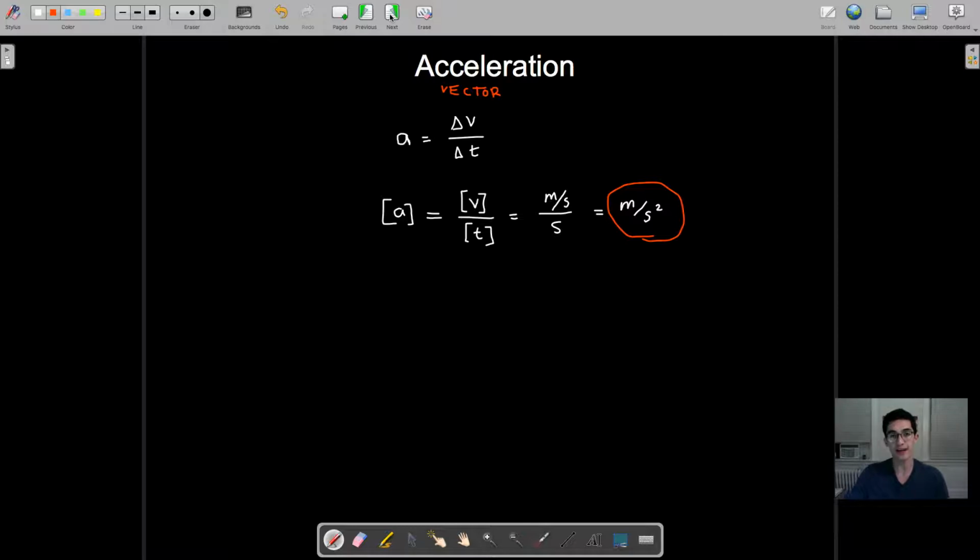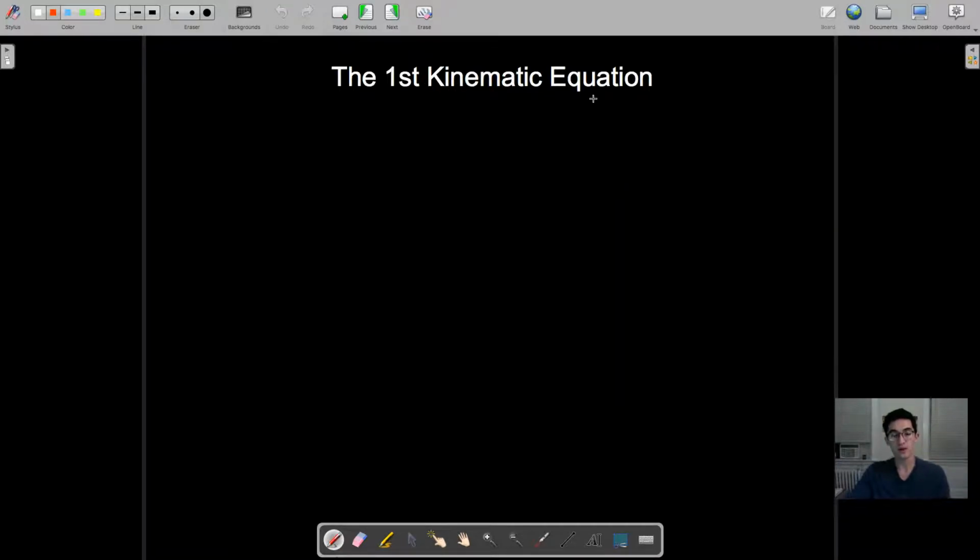So let's go ahead and derive these equations for kinematics, because I don't like to pull things out of thin air in physics. And the beautiful thing about physics is I can introduce things that you already know, and from those things derive equations, and we can use those practically. So let's go ahead and start with the first kinematic equation.